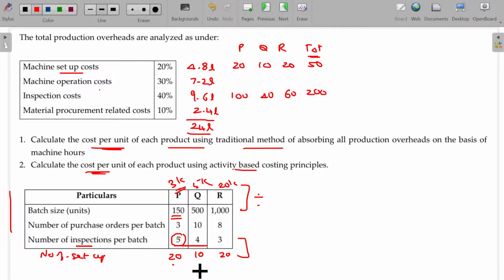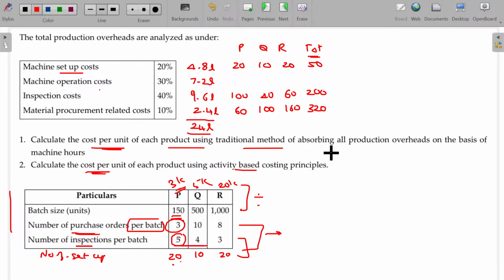And procurement related costs, purchase orders, the number of purchase orders per batch. Per batch, 3 purchases, and the number of batches is 20. You have to multiply these two. 20 into 3, 60. 10 into 10, 100. Procurement related, right? 60, 100. 8 into 20, 160. Overall, 320.